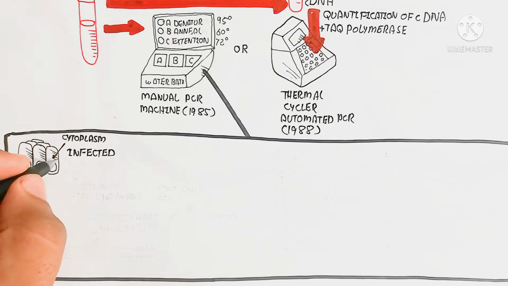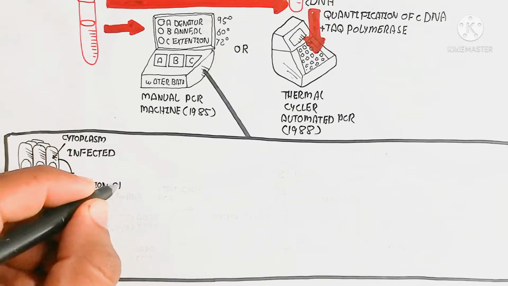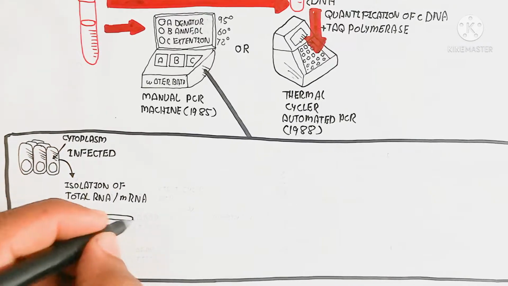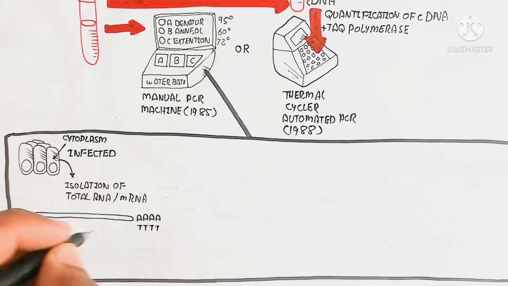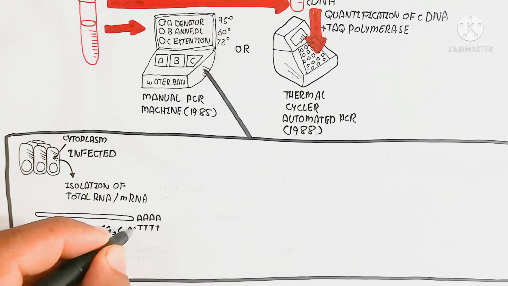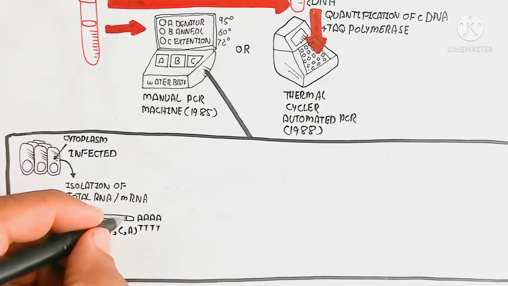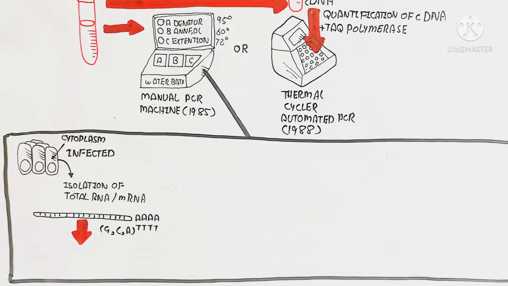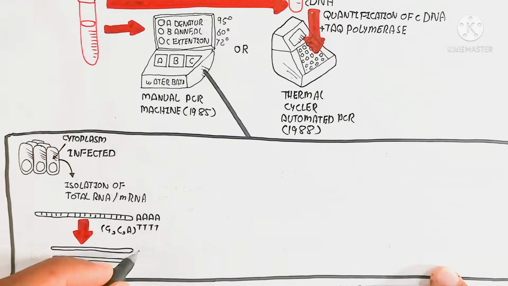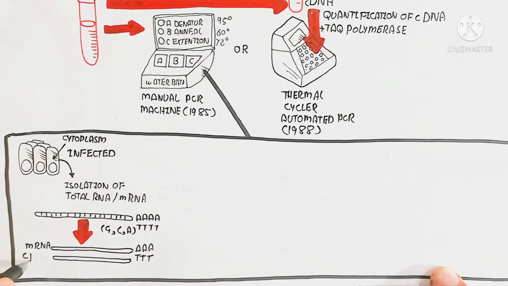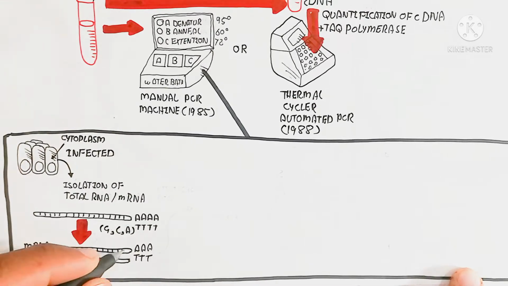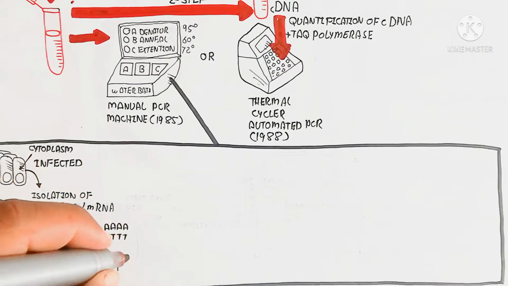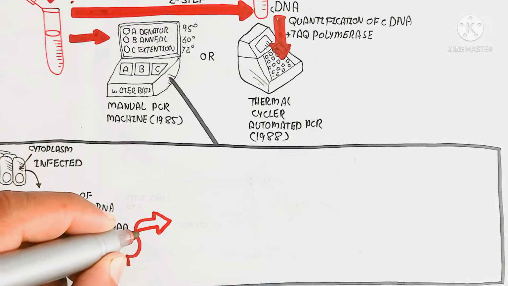So let's begin to understand the manual PCR or thermal cycler function. Here we are extracting the infected cells' RNA, the isolation of total RNA or messenger RNA. After the isolation, the poly A tail will bind with the primer. The TTT is the rich content of the primer. After the binding, guanine, cytosine, and adenine are also present, but it is the beginning of RNA becoming DNA, the complementary DNA.